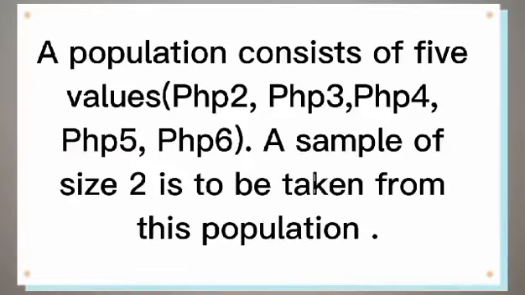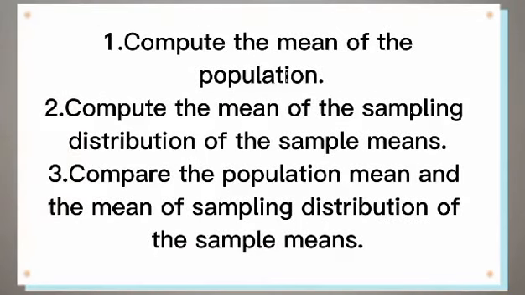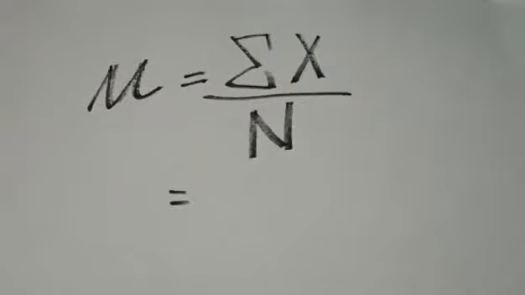So let us have a population consisting of 5 values: 2 pesos, 3 pesos, 4 pesos, 5 pesos, and 6 pesos. A sample of size 2 is to be taken from this population. Let us compute the mean of the population, compute the mean of the sampling distribution of the sample means, and then compare the mean of the population and the mean of the sampling distribution of the sample means.